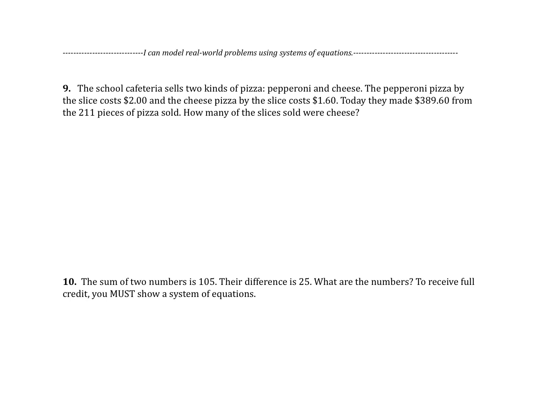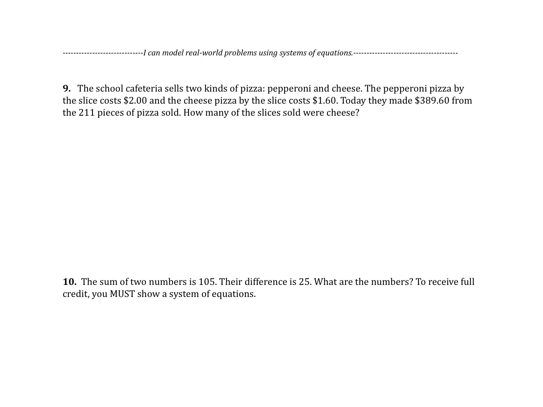Okay, number 9 says the school cafeteria sells 2 kinds of pizza, pepperoni and cheese. The pepperoni pizza by the slice costs $2 and the cheese pizza by the slice costs $1.60. Today they made $389.60 from the 211 pieces of pizza sold. How many of the slices sold were cheese?